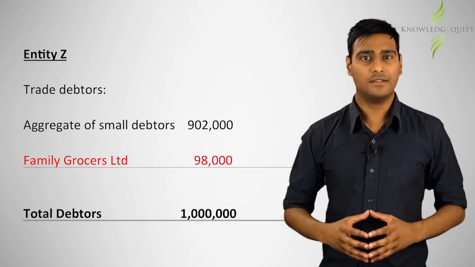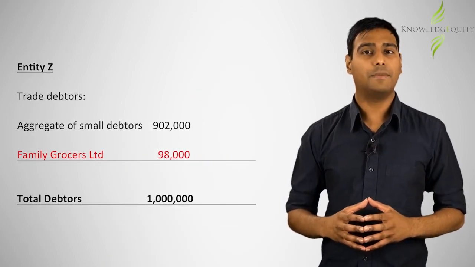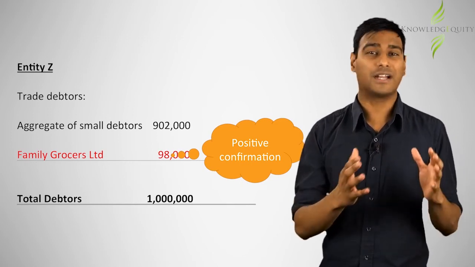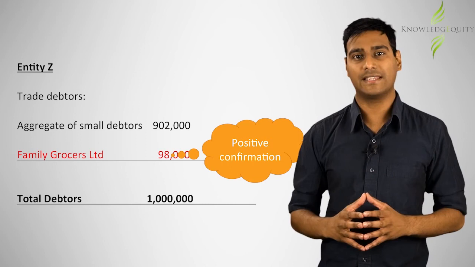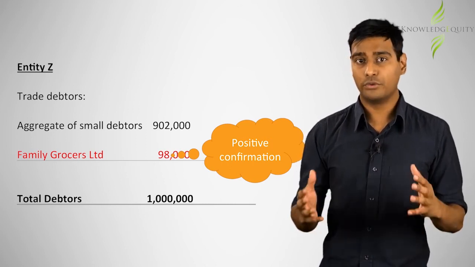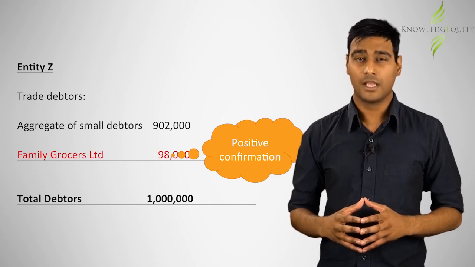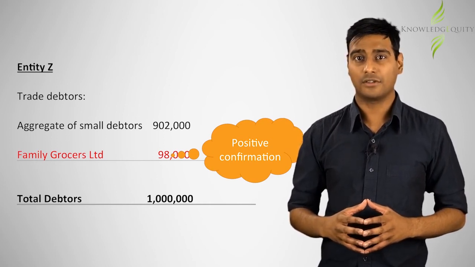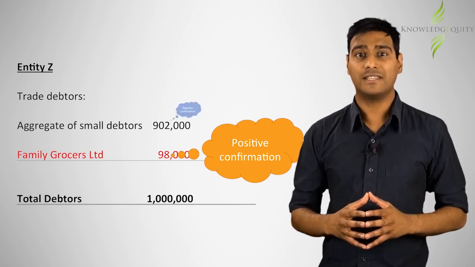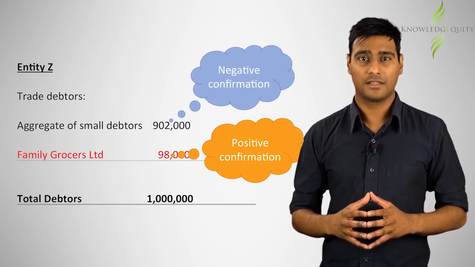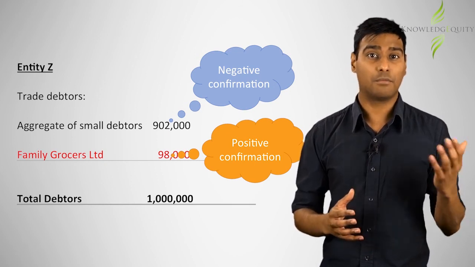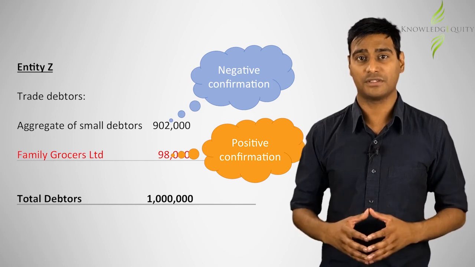For the individual debtor, Family Grocers Limited, it would be best to use a positive confirmation request. This balance alone comprises 10% of the total debtors, and so it would be best to get the most reliable evidence, which would be a positive confirmation. For the remaining balances, there are too many accounts with very small balances, it would be best to use a negative confirmation request. Thus, the method of testing would be both a combination of positive and negative confirmation.